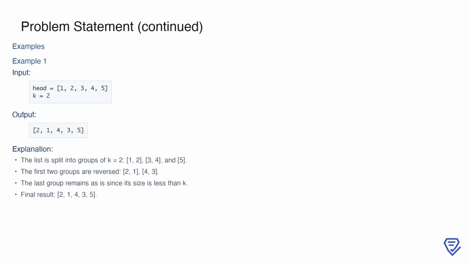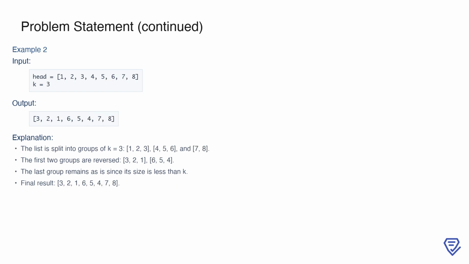Let's look at the first example. Here, the input linked list is 1, 2, 3, 4, 5, and K is set to 2. This means we need to reverse the nodes in groups of 2. First, we split the list into groups of size 2: 1, 2; 3, 4; and 5. The first two groups, 1, 2 and 3, 4, are reversed to become 2, 1 and 4, 3, respectively. The last group, 5, remains as is because its size is less than K. Combining these groups gives the final result: 2, 1, 4, 3, 5. This example demonstrates how we process groups of K nodes and leave smaller groups untouched.